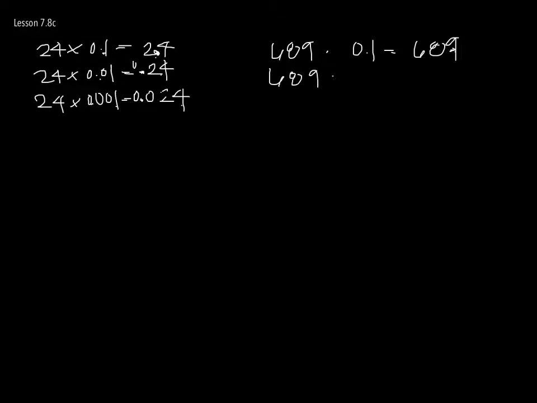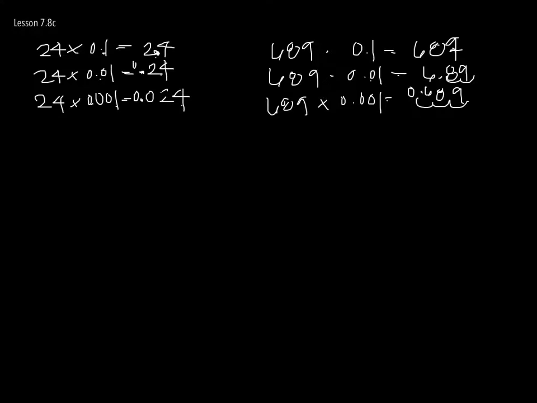Move forward, 689 times 1/100th. Now we've got two spots here, so we're going to have two spots, 6.89. And then to complete that, 689 times 0.001 is equivalent to, well, we moved it over 1, we moved it over 2, now we're going to move it over 3, 1, 2, 3, and then we can fill in with the 689. Okay, so that's that pattern.